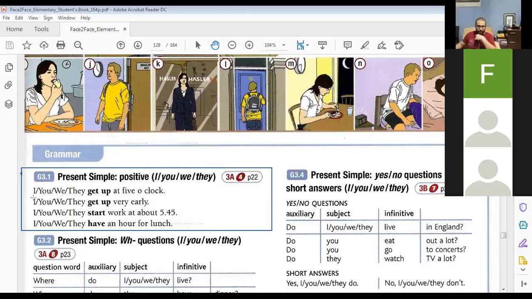So we talked about I, you, we, they. Even if the subject pronoun is changed, there are no changes in the verb. It's still the same, right?